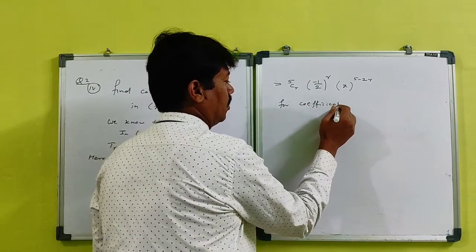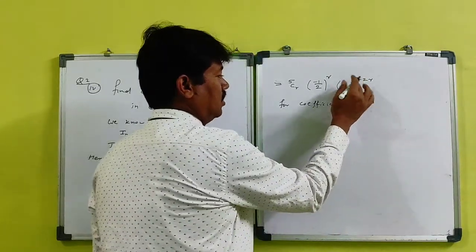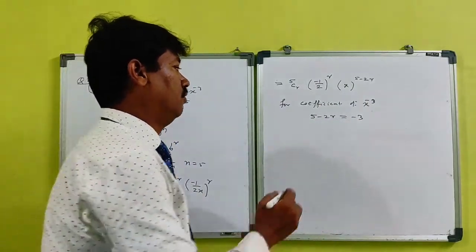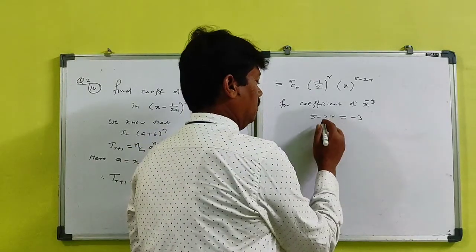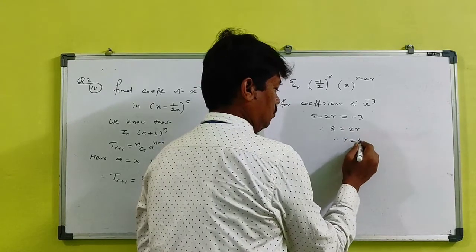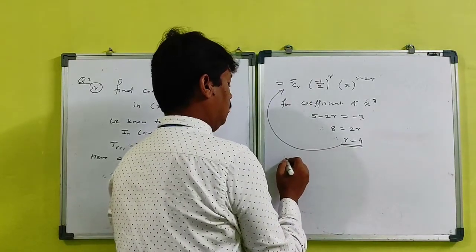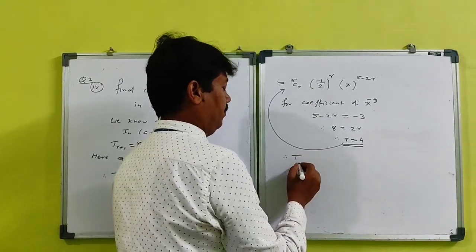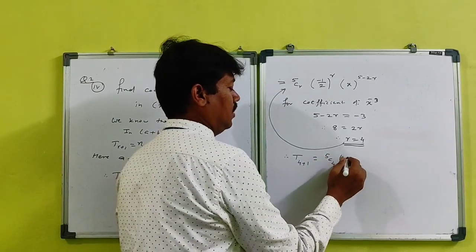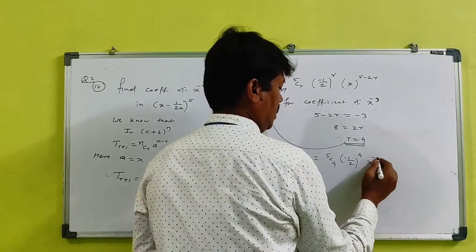And for the coefficient of x raised to minus 3, equate this with minus 3. Therefore, this value will come here, so that is 8. 8 is equal to 2r, so r is equal to 4. So r is equal to 4, you have to resubstitute back here. Therefore, T4 plus 1 is equal to 5C4 minus 1 upon 2 raised to 4, and here it is x raised to minus 3.